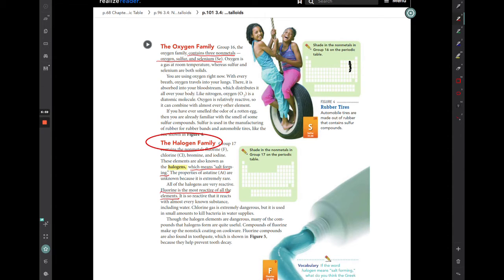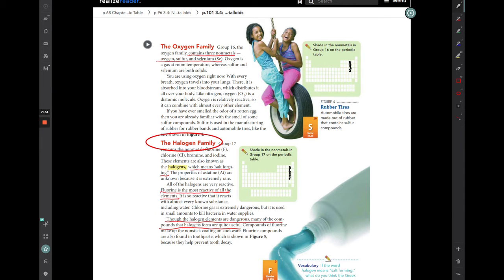However, even though the halogen elements are very dangerous, many of the compounds are quite useful. For example, the fluoride that is in your toothpaste actually comes from one of these. So if you were to shade in the nonmetals in the halogen family, it would have been the first four in that group.